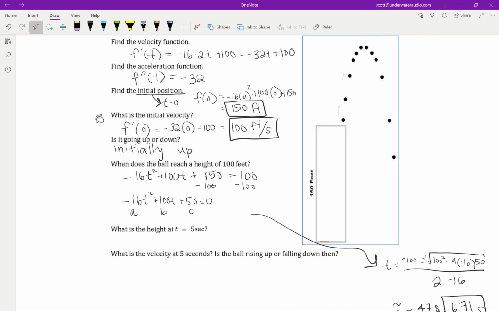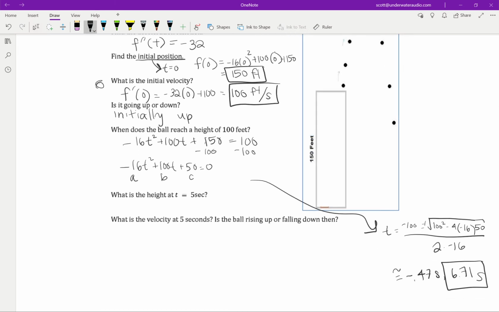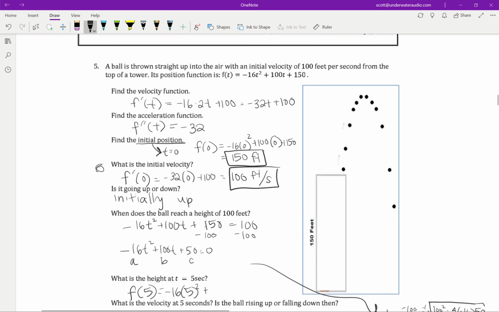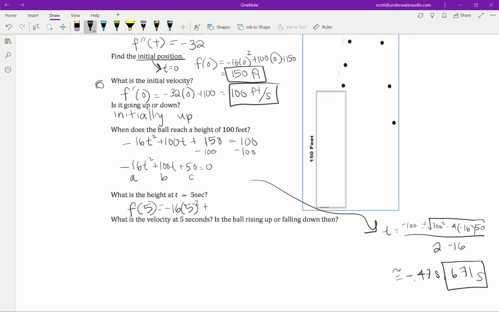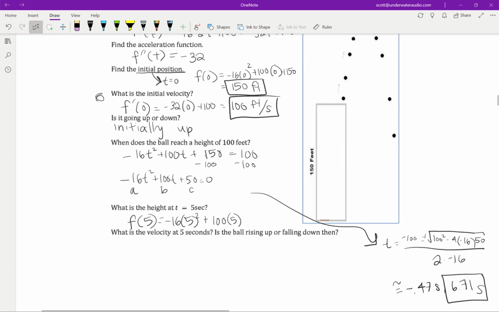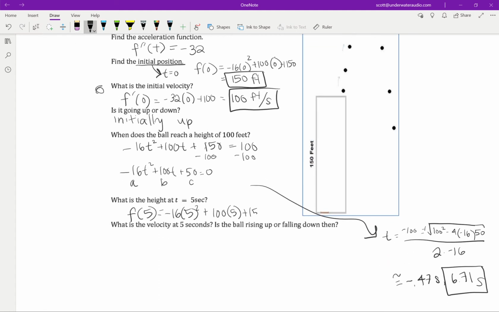So the next question is, what is the height at t equals 5 seconds? Well, that one is a lot easier. I'm just going to plug it in. So f of 5, which is negative 16 times 5 squared plus 100 times 5 plus 150. I will be putting that into a calculator, and that's 250 feet.